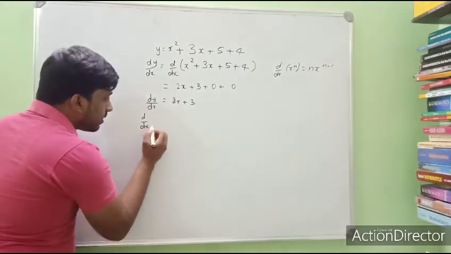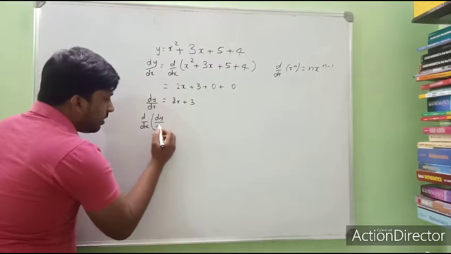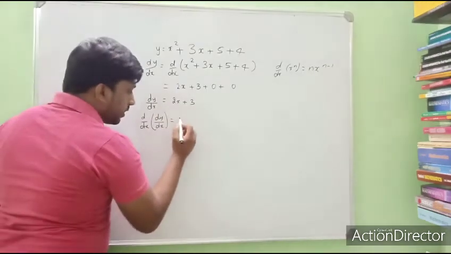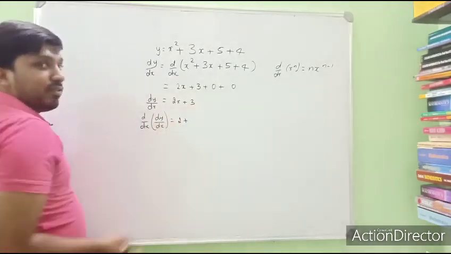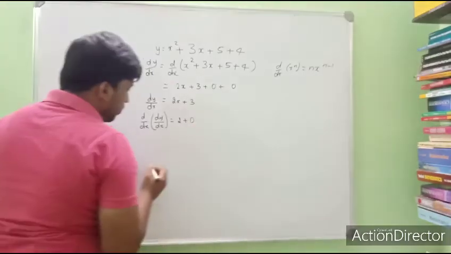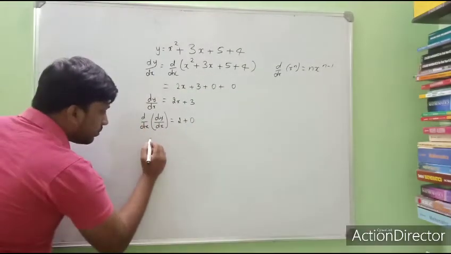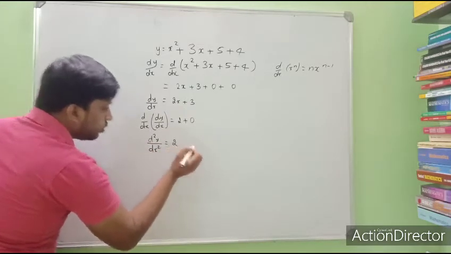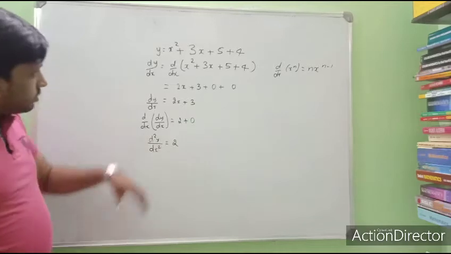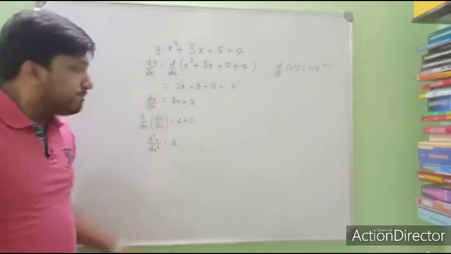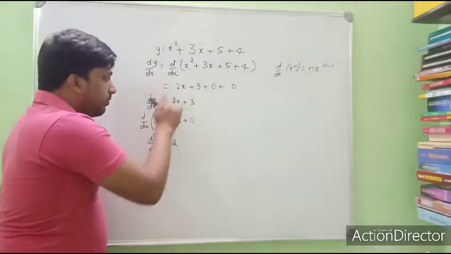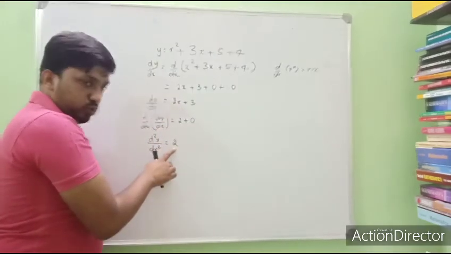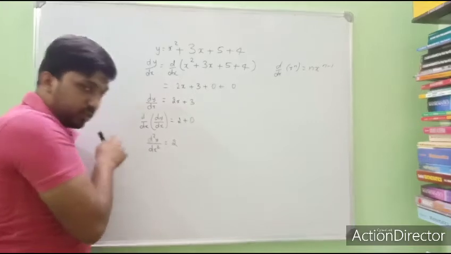d by dx of dy by dx is equal to, what is the derivative of 2x? It is 2, right? Plus, for 3 it is 0. So d into dy becomes d square y by dx square, that is nothing but 2. So there is a given function, we are differentiating it, we got 2x plus 3. Again differentiating this, we got 2. This is the second derivative.